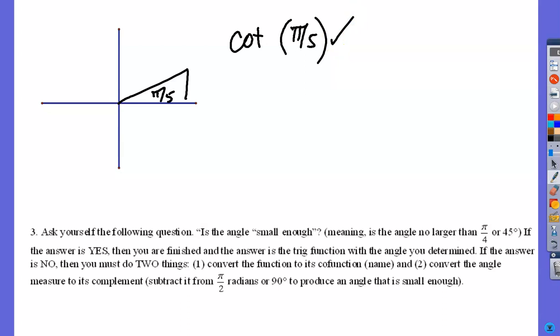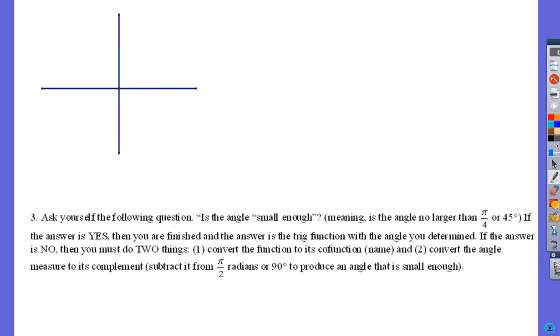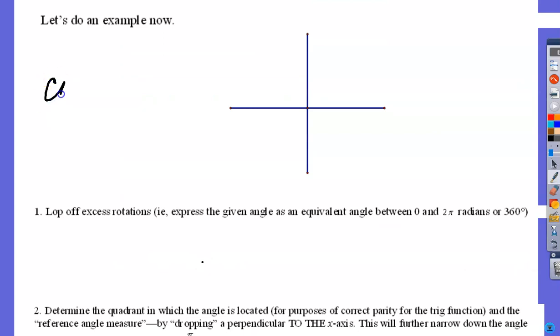What? That was an easy one. I got to work harder. Let's try a harder one. So let's do another cotan. Let's see if I can do better this time. Instead of 71, let's do 78 pi over 5. I'm going to make it a little harder. So 78 pi over 5.